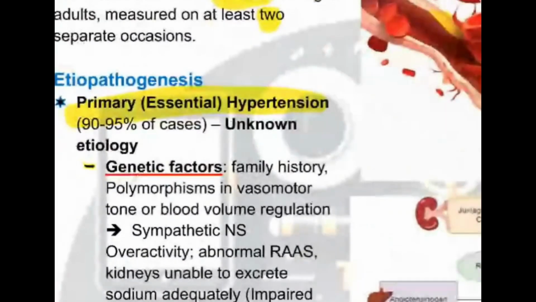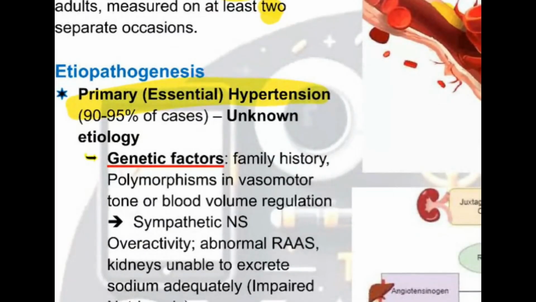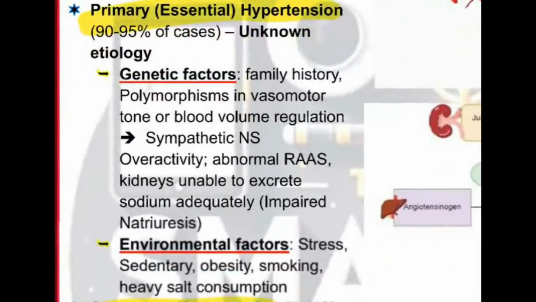Primary hypertension is where there is nothing wrong with the body. There is no disease in the body, but hypertension occurred. So why? Because we have some factors: genetic factors and environmental factors. Genetic factors are a family history of hypertension.